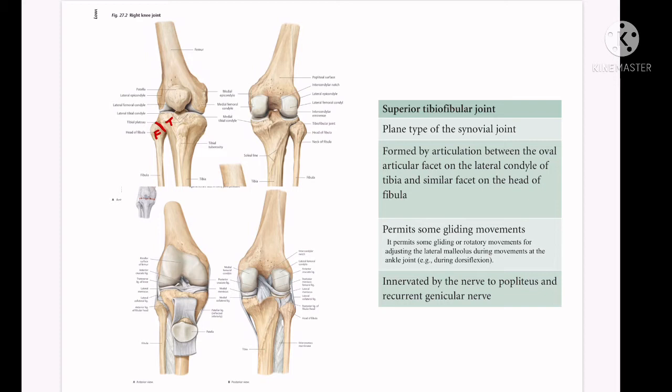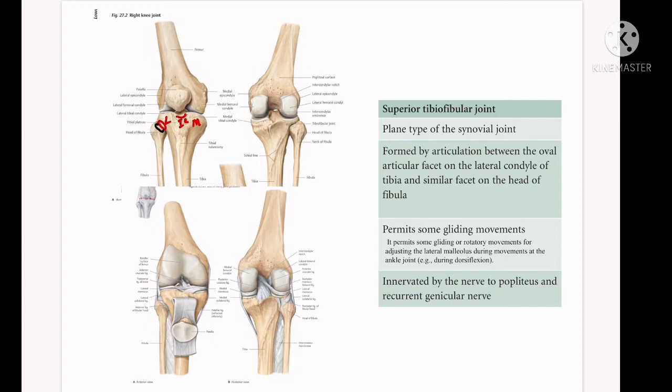This joint is formed by the articulation between the oval articular facet on the lateral condyle of the tibia and the head of the fibula. As I have already mentioned, the upper end of the tibia presents two condyles and an intercondylar area. These two condyles are the lateral condyle on the side of the fibula, a medial condyle on the other side, and in between them an intercondylar area. Now this lateral condyle on its inferior aspect bears an articular facet. This articular facet articulates with the corresponding facet on the head of the fibula, and together they form the superior tibiofibular joint.